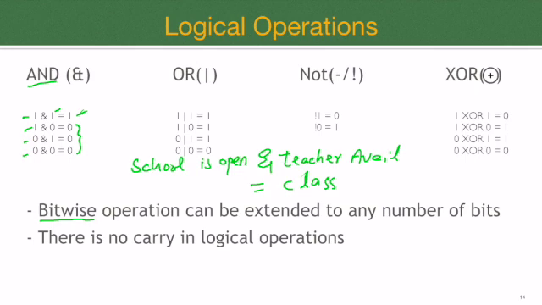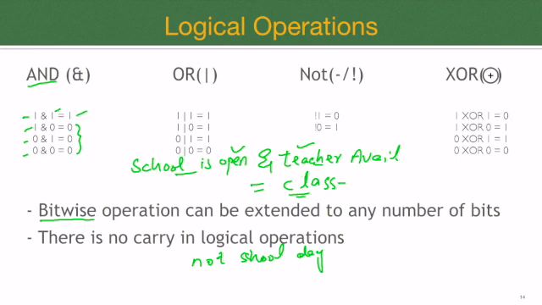Notice that if one of these two conditions fails, then we cannot have a class. If it is not a school day, even if the teacher is available, we cannot have a class in the school. If it is a school day, but the teacher is not available, then we cannot have a class session. So both the conditions must be true for us to get a positive result, and that is the AND operation.